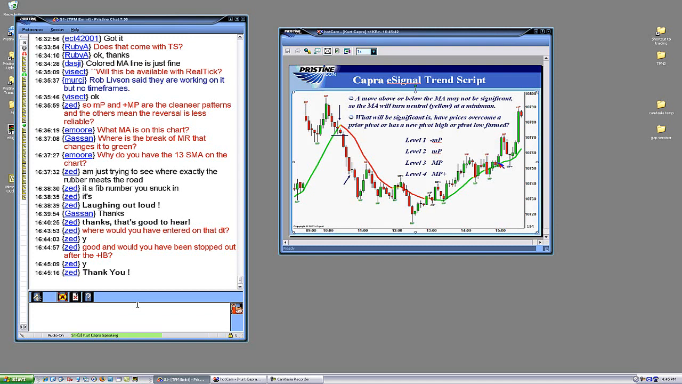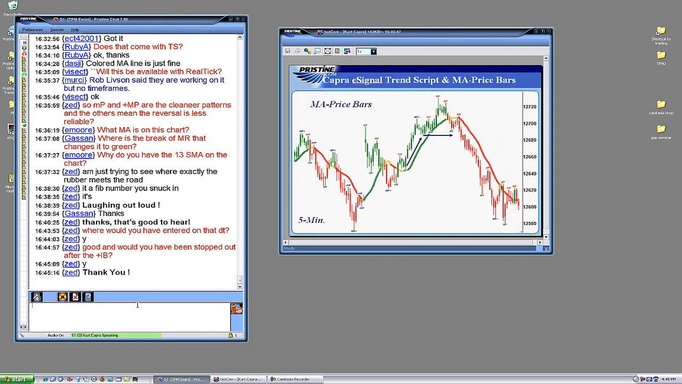I would have had to see how things were trading at that point. And going back to this slide though, this again, this is an E signal. I believe this is just a script that's in E signal. Yeah, it's the trend script with MA price bars. This isn't even a custom script. This is just an E signal.